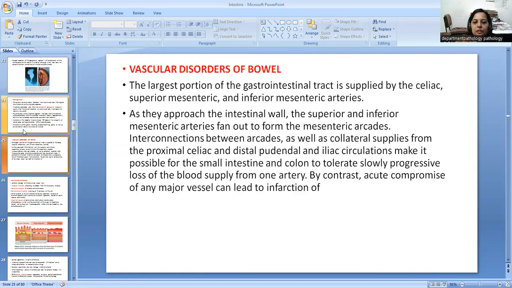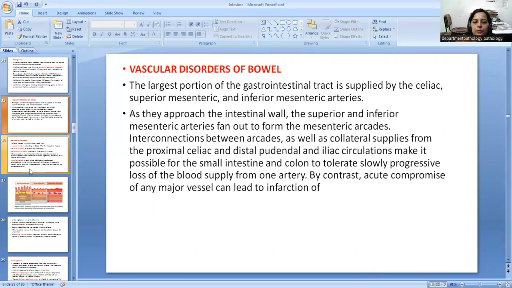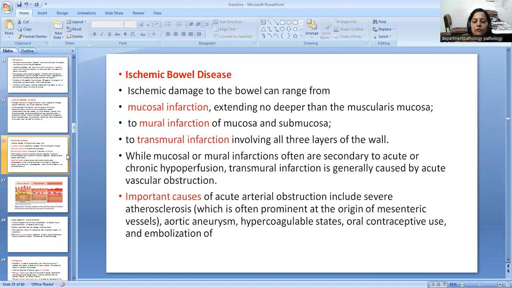The largest portion of the GI tract is supplied by the celiac, superior mesenteric, and inferior mesenteric arteries. As they approach the intestinal wall, the superior and inferior mesenteric arteries fan out to form the mesenteric arcades. Interconnections between arteries, as well as collateral supplies from the proximal celiac and distal pudendal and iliac circulations, make it possible for the small intestine and colon to tolerate slowly progressive loss of the blood supply from one artery. By contrast, acute compromise of any major vessel can lead to infarction.